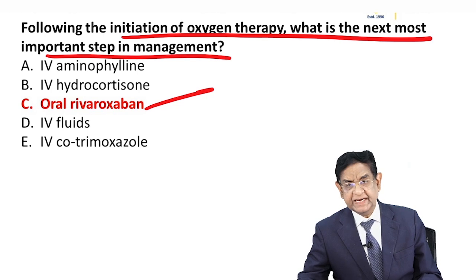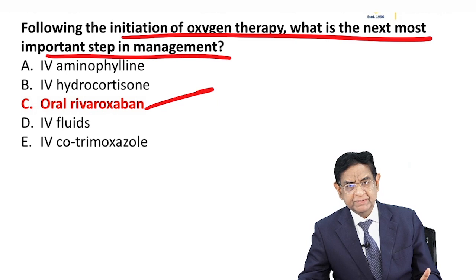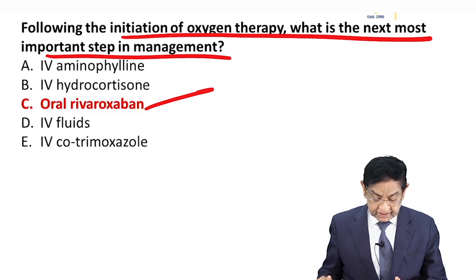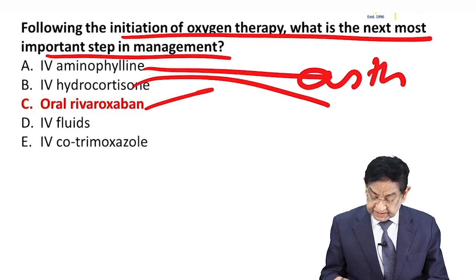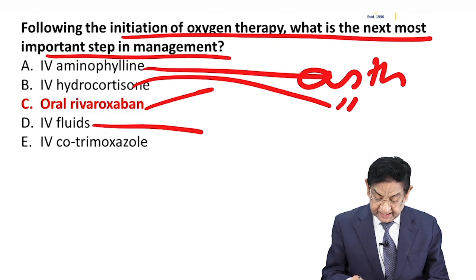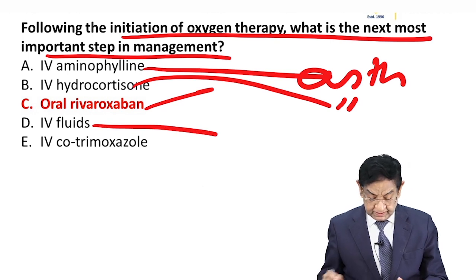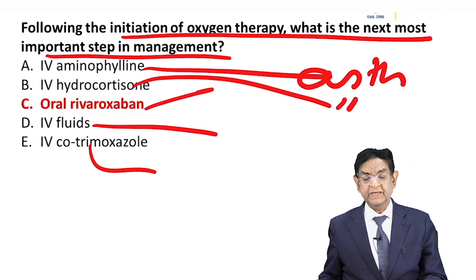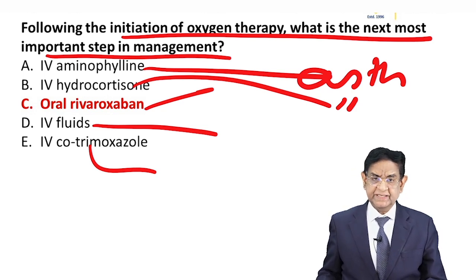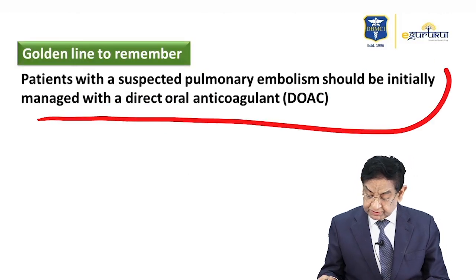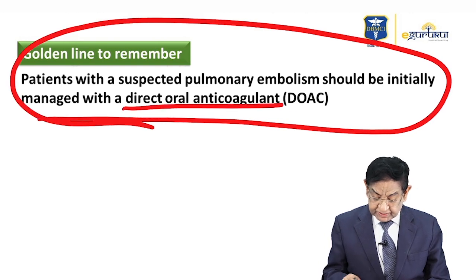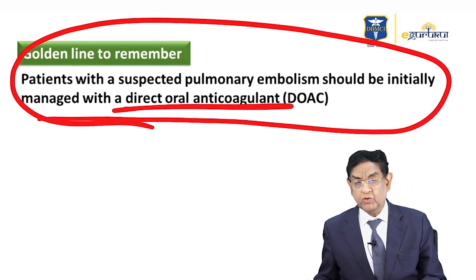Oral rivaroxaban is the first line treatment for a case of pulmonary embolism. I don't think I need to discuss the others. This we use in asthma. This again we use in asthma. IV fluid has no role and cotrimoxazole has no role. If you go by the rule out technique also, no other drug is used in a case of pulmonary embolism. So in a suspected pulmonary embolism, the first line treatment is always direct oral anticoagulation.